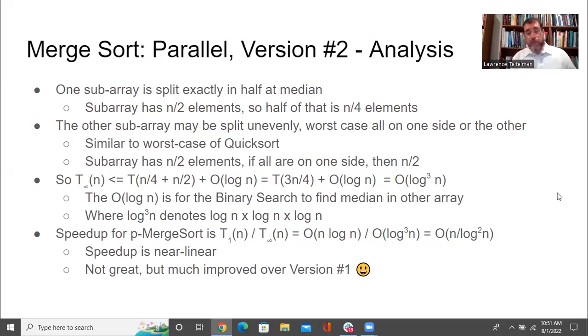This is considerably better than version 1. In version 1, the speed up was log of n. Here we're getting closer to n. It's not as dramatic as, let's say, what we got for Fibonacci, but it's good. Keep in mind that the reason the speed up isn't so good is not because we didn't come up with good ideas. We came up with good ideas. Merge sort already is a pretty good algorithm. So the better the algorithm to start with, the less good the speed up is going to be.